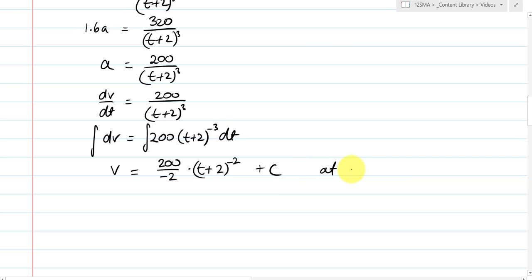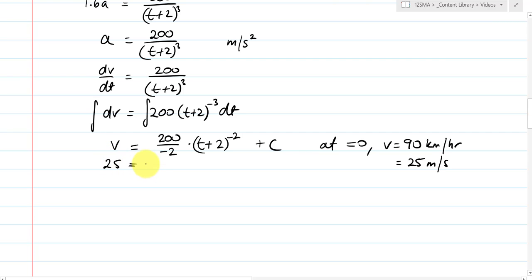Now we also know that at t equals 0, v was equal to 90, and this is 90, by the way, kilometers per hour. We are dealing up here with an acceleration that is in meters per second squared, so we have to convert this kilometers per hour. To do that, we convert the kilometers into meters by multiplying by 1,000, and divide by 60 and by 60, and this is 25 meters per second.